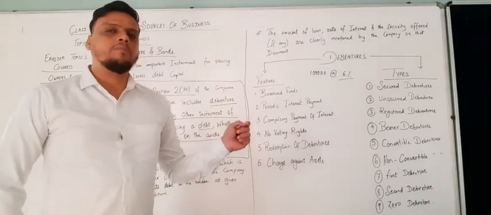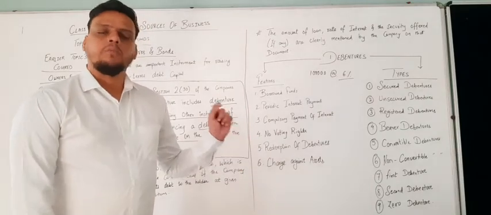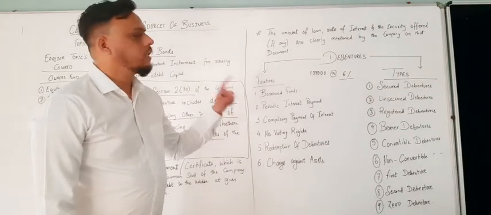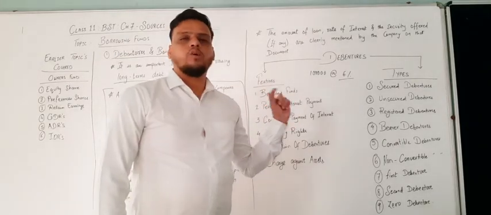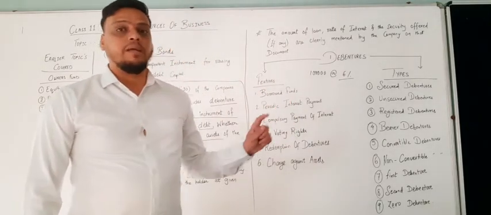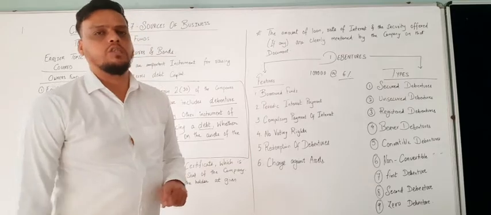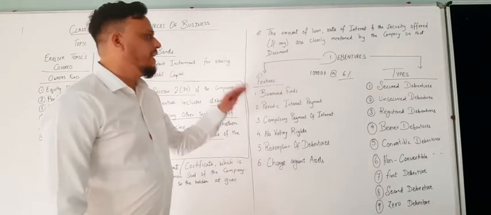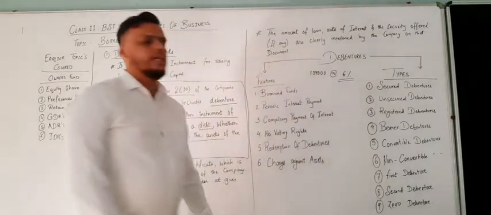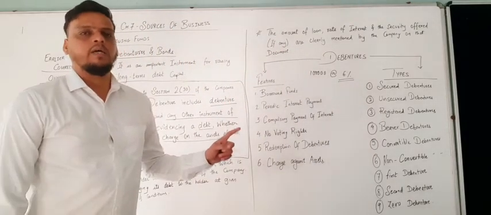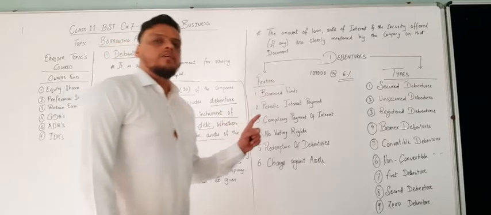Why has 6% been mentioned over here? You need to make sure that according to the Companies Act, if the rate of interest or dividend is not mentioned in the memorandum of association or articles of association, then the company has to take 6% by default. So that's why I have made it 6% over there. By default, it is taken as 6%.